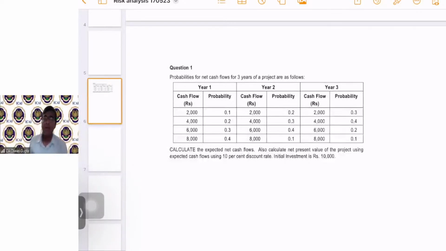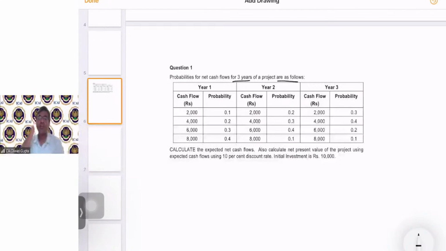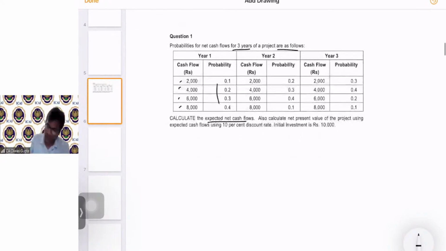So this is question number 1 from the assignment that has been uploaded. Please do refer to it from there. The probabilities for net cash flows for 3 years of a project are as follows. So they have given us the different probabilities. Year 1, year 2, and year 3. Year 1, there are these 4 scenarios again with different probabilities. Similarly, year 2 and year 3 they have given. Calculate the expected net cash flows. First of all, they're asking us to calculate the expected net cash flow.